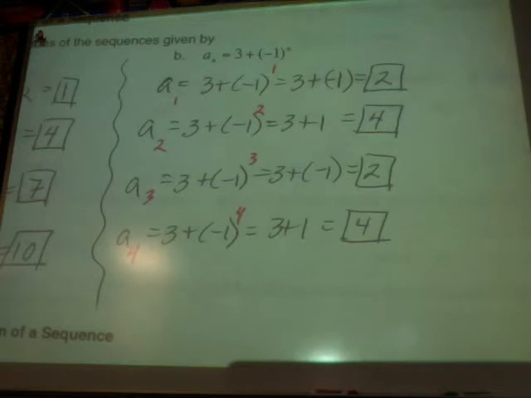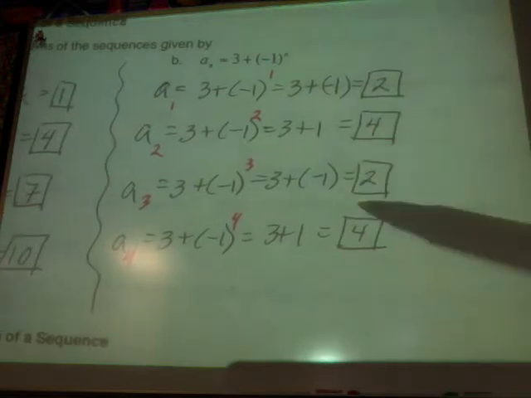So that one, is that arithmetic? Is it? No. Is it geometric? Do you remember what geometric is? Arithmetic means there's a common difference. So although there's a common difference here, it's going up by 2 and then down by 2. So it's really not a common difference.